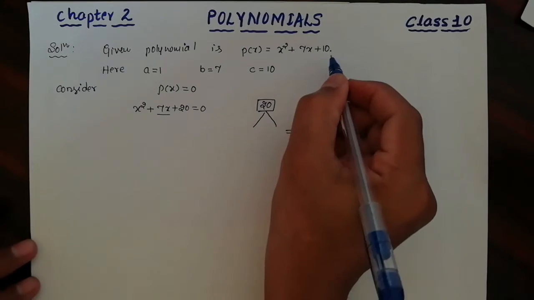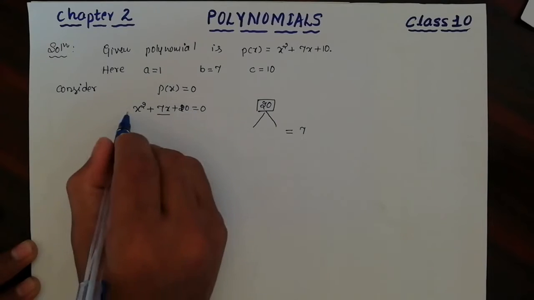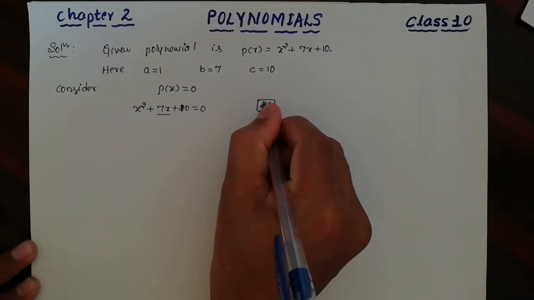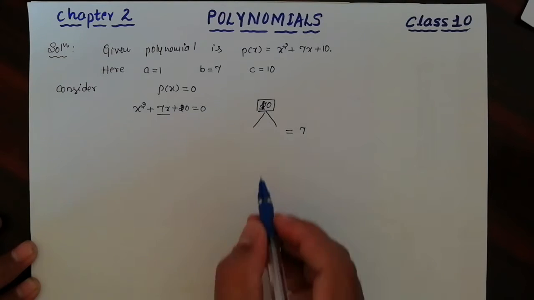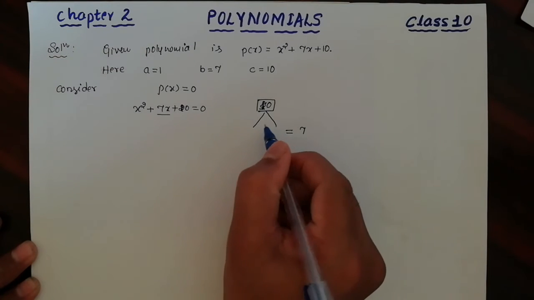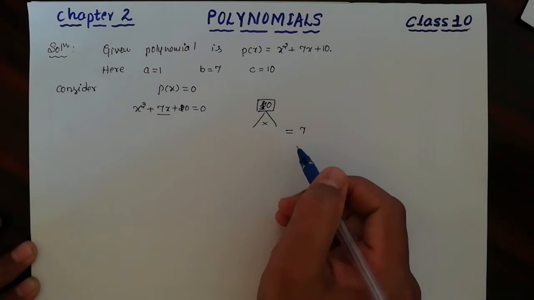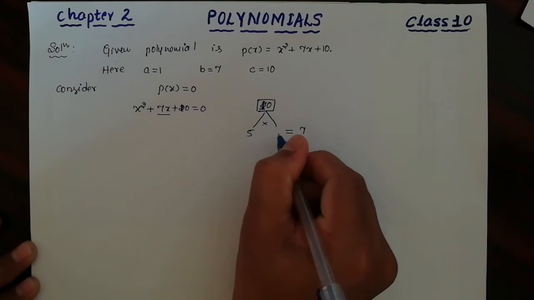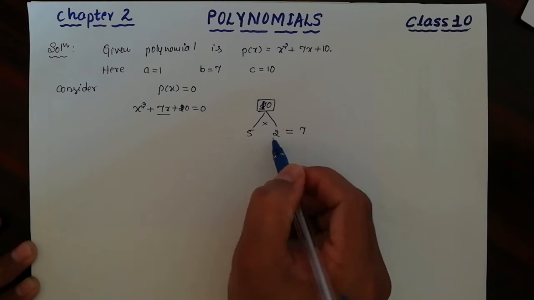Actually it is 10. I have made a mistake here. So 10 into 1 becomes 10. Now you need to find two numbers whose product is 10 and whose addition should be equal to 7. What are those numbers? 5 and 2, plus 5 and plus 2. 5 into 2 is 10, 5 plus 2 is 7.